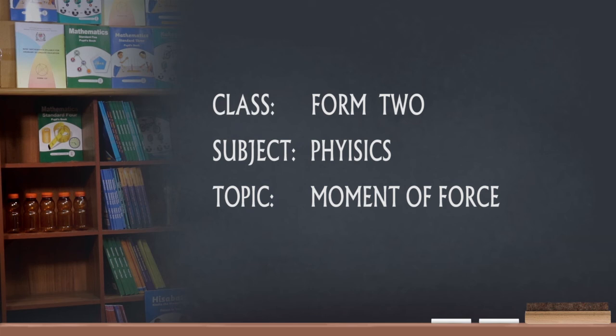And question number 5. The moment of a force about a point is 1,120 Newton meter. If the magnitude of the force is 5,600 Newton, find the perpendicular distance between the point and the line of action of the force.